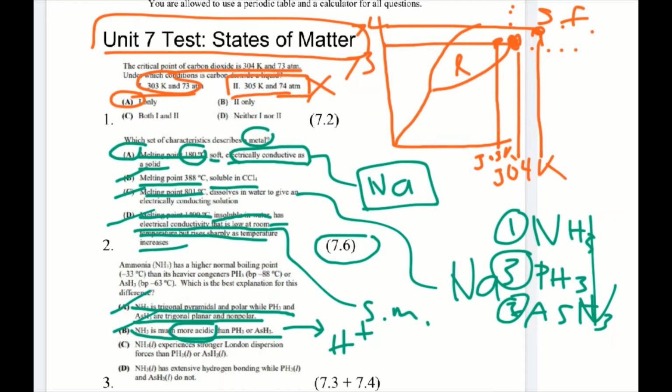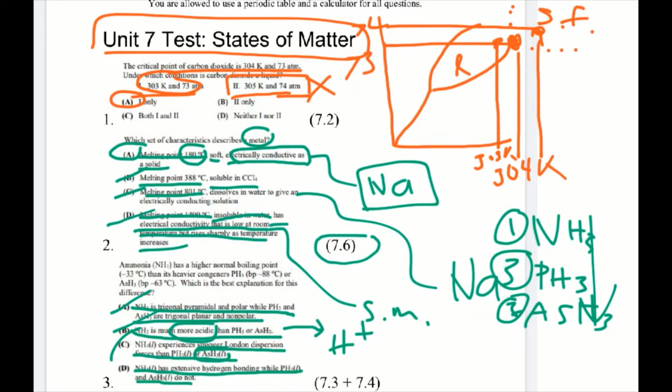C: NH3 experiences stronger LDF forces than PH3 or AsH3. Now, this is not true because AsH3 should experience stronger LDF forces since it has a larger electron cloud due to the high number of electrons it has, especially on the As. So C is wrong. Now, what does D say? NH3 has extensive hydrogen bonding while PH3 and AsH3 do not.